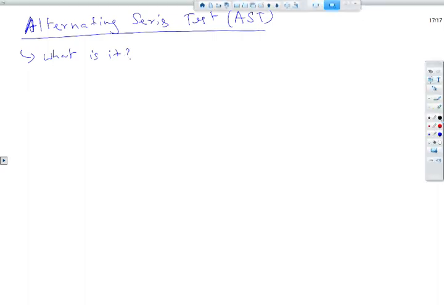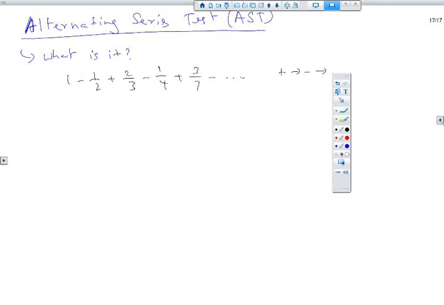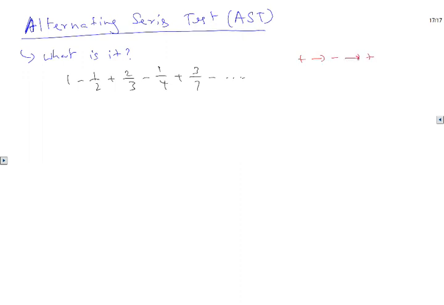alternating series? For example, if you look at this series, 1 minus 1/2 plus 2/3 minus 1/4 plus 3/7, something like that. What you notice is the sign changes from plus to minus and then plus. So you can see the sign changes alternately. It's plus and then minus and then plus. It doesn't matter which one you start with. You can start with minus and then plus and then minus, but it has to change alternately. So it's called an alternating series.